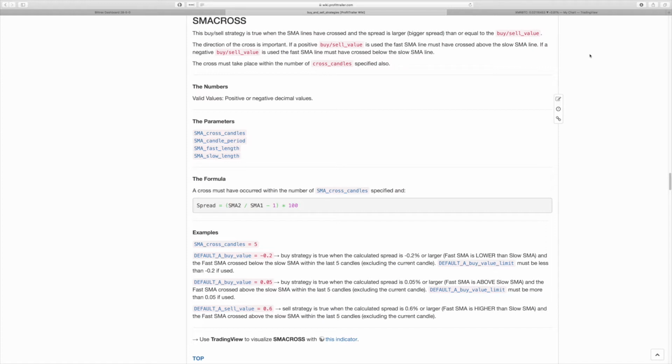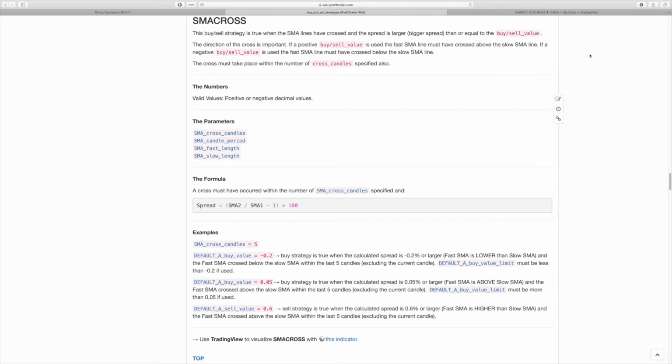As it says in the next paragraph, the direction of the cross is important. If a positive buy or sell value is used, the fast SMA line must have crossed above the slow SMA line, just like I described earlier. If a negative buy or sell value is used, the fast SMA line must have crossed below the slower one, and then it's going to be a greater negative spread, so that negative number or further negative. Okay, so that's how this works. The cross must also take place within the number of cross candles specified.